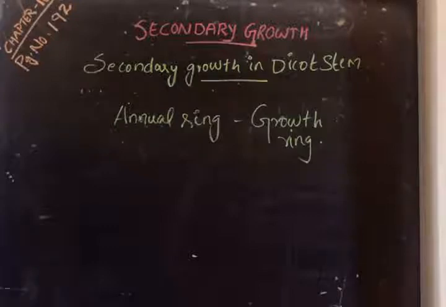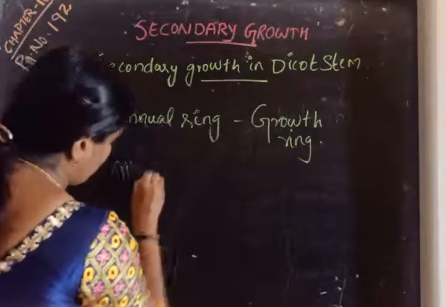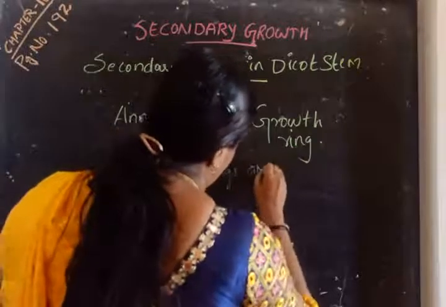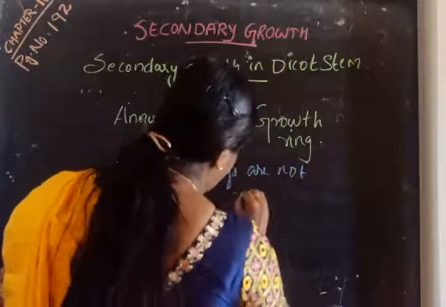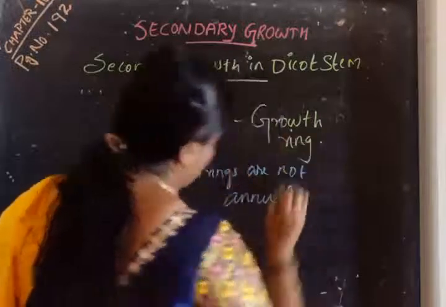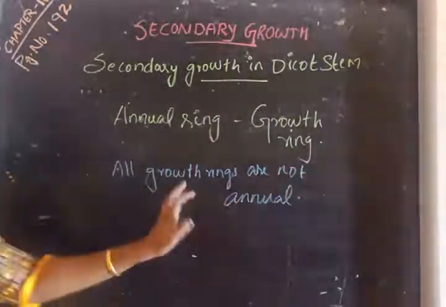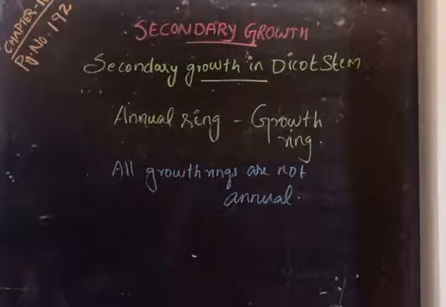But we should remember that all growth rings are not annual. Annual rings are called growth rings, but all growth rings are not annual. In some trees, more than one growth ring is formed within a year due to climatic change. So, additional growth rings may develop within a year.